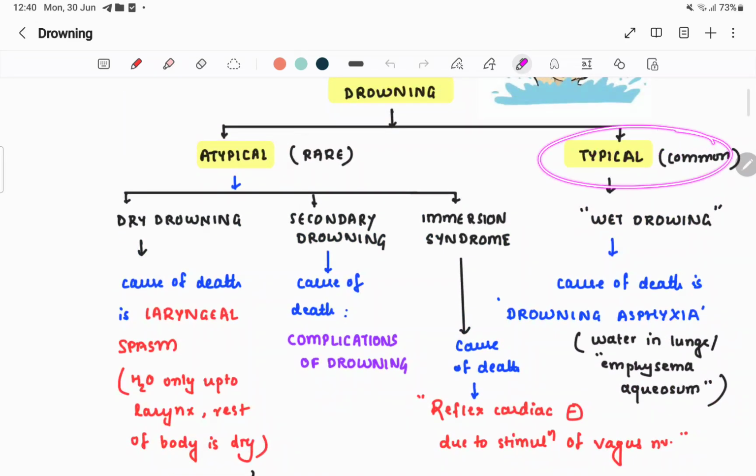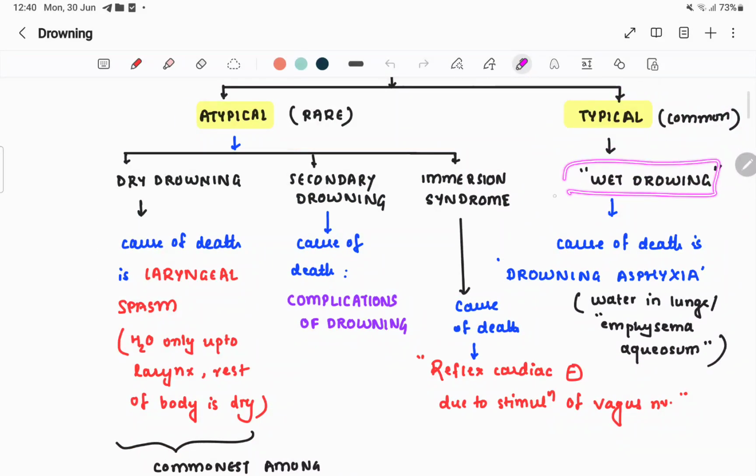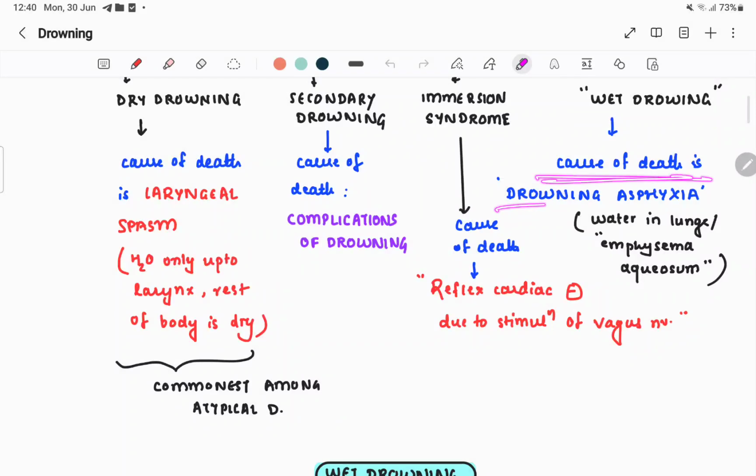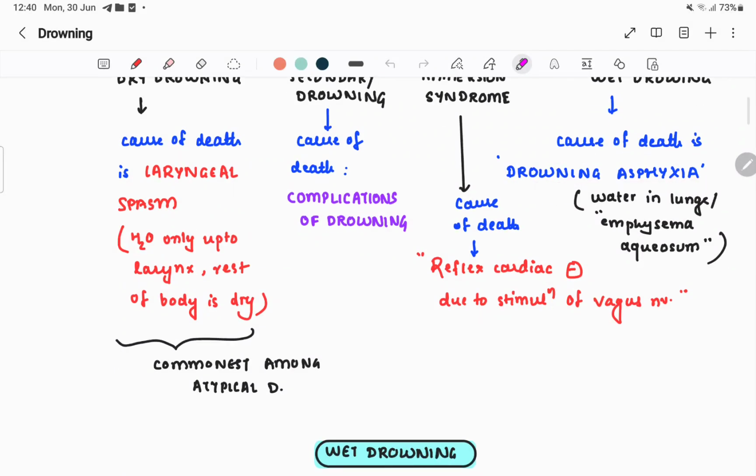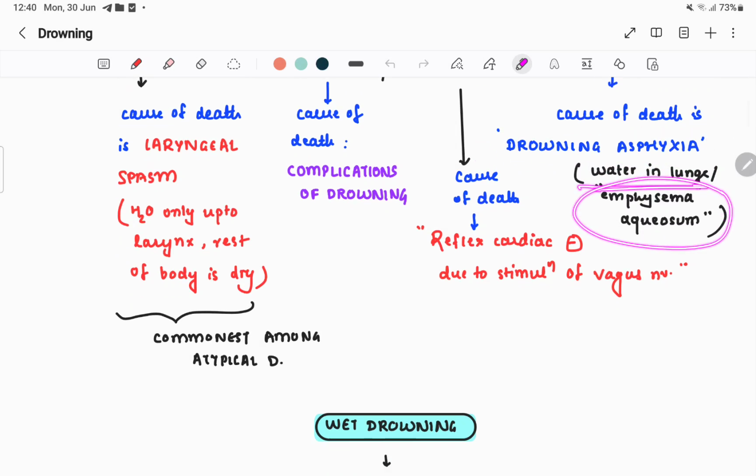Let's talk about typical drowning, which is the common one, called wet drowning. The cause of death is drowning asphyxia. Water in the lung is the cause of death, which is called emphysema aquosum.